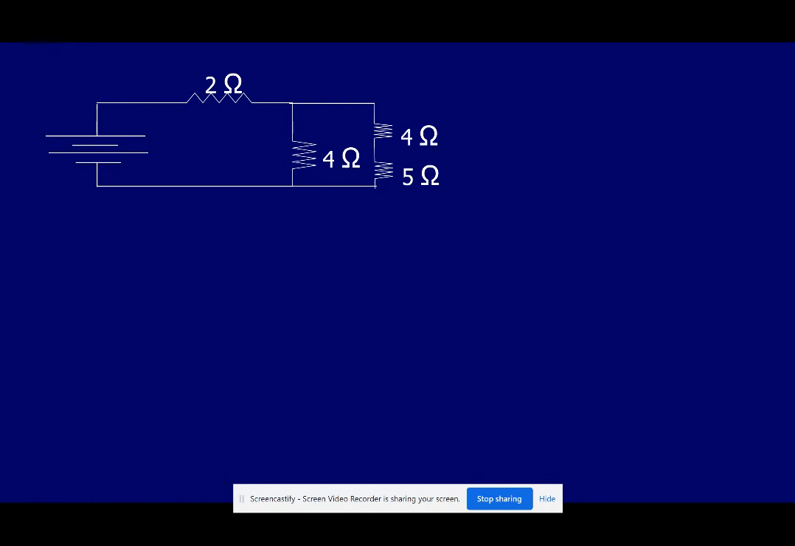The last example I'm going to do is a little different than the other two. It's still a combination circuit. The first thing I notice is that I've got a 4 and a 5 in series. They're in their own path. They're in series with each other. So the 4 and the 5 make 9. And I'm taking the easy way out here and just putting that 9 there.